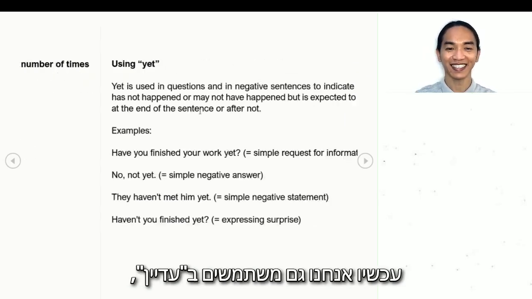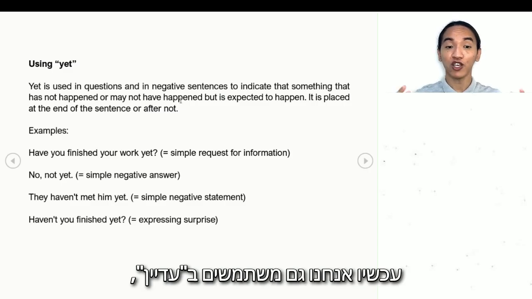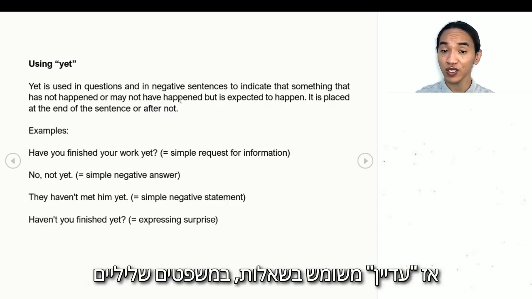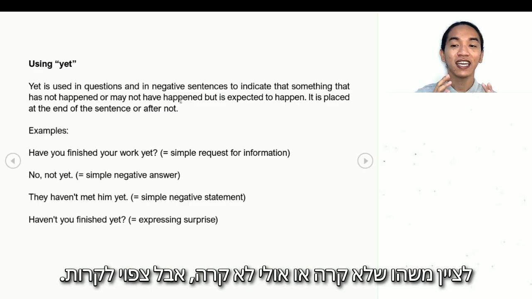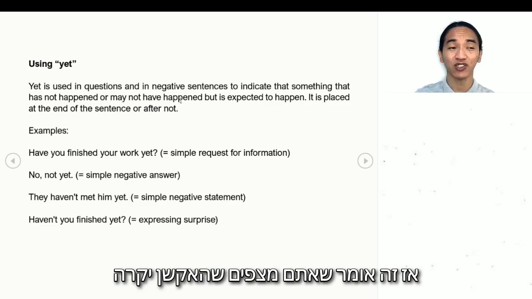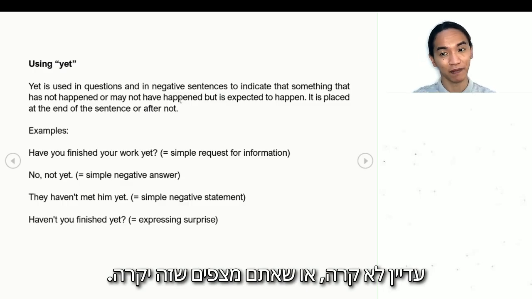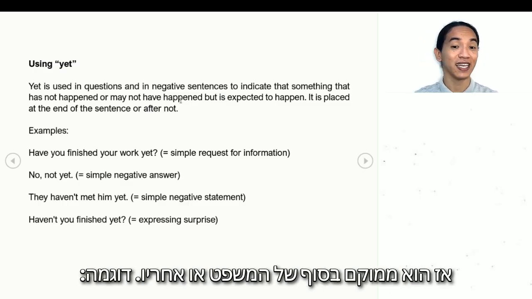All right. Now, we also use "yet" when we are constructing our sentences expressing adverbs of time. So "yet" is used in questions and in negative sentences to indicate that something has not happened or may not have happened but is expected to happen. So it means you are expecting the action to happen, or it might have happened, but not really, not yet. So it is placed at the end of the sentence or after "not".